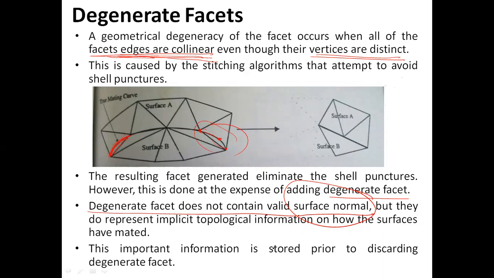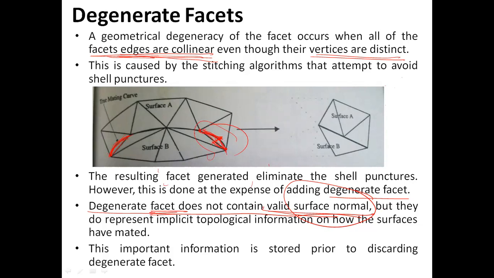And what is the direct identifier of a degeneracy? The direct identifier is that the facet that is generated will not have a valid surface normal. That means it does not represent the topological information about how the surfaces are mated, and this degeneracy has to be removed. How do you remove degeneracy? You take the surface patch again and recreate new triangles. You introduce one vertex and recreate a new triangle.